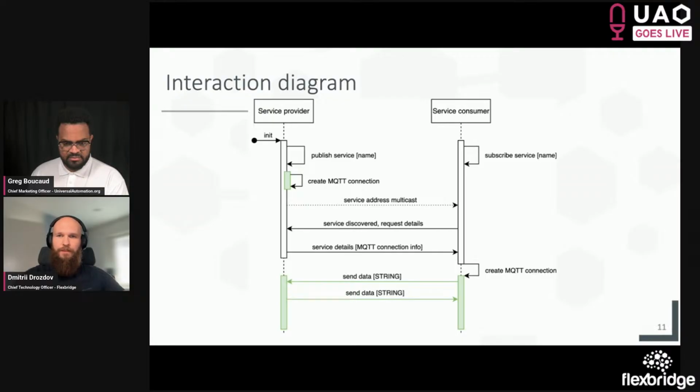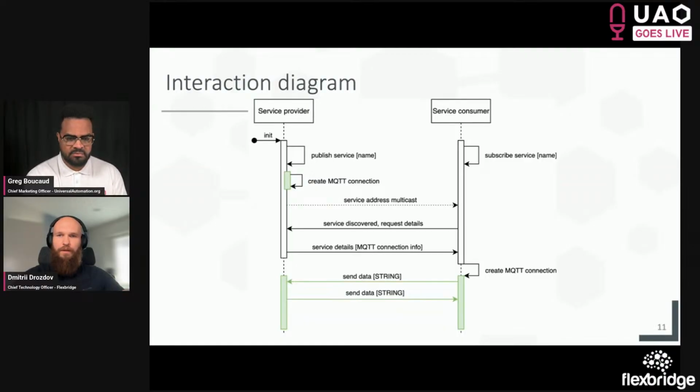So the service provider in this process publishes its service by name or ID and creates an MQTT connection. The service provider's endpoint address and service ID are then multicast to subscribers using a special software called Avahi. The service consumer subscribes to the service by its name or ID, discovers the provider via Avahi, and requests details to receive necessary MQTT connection information.